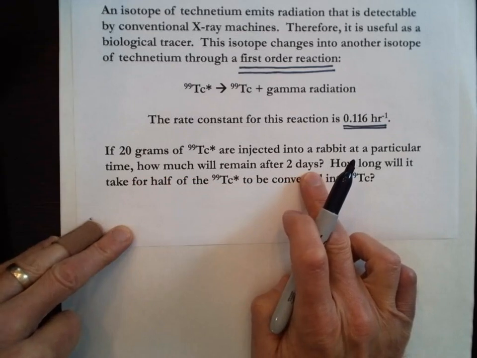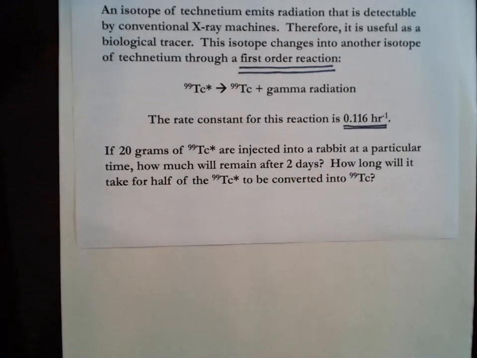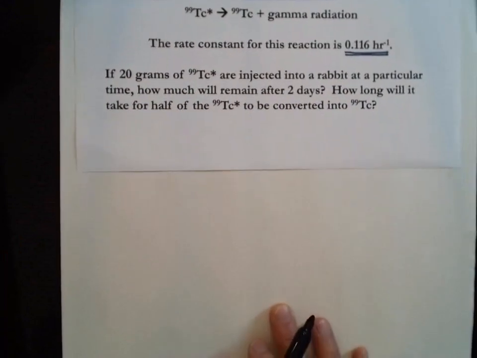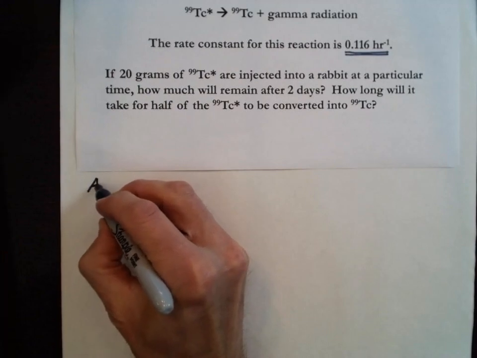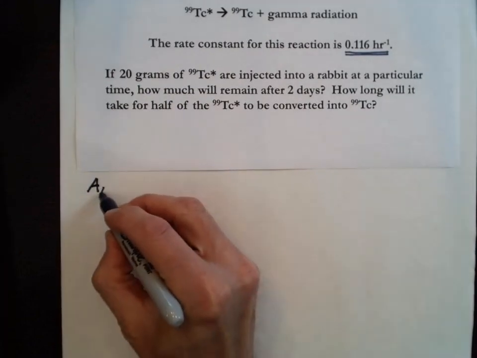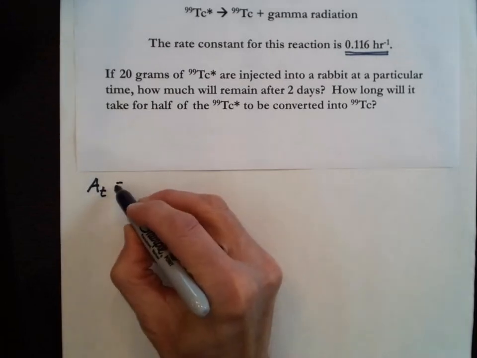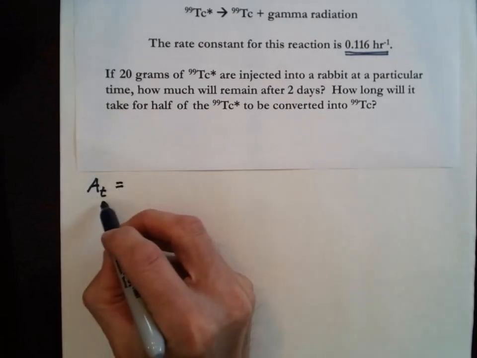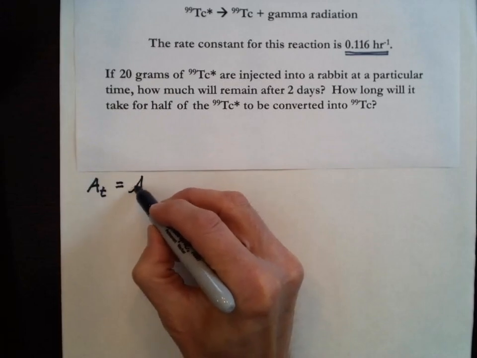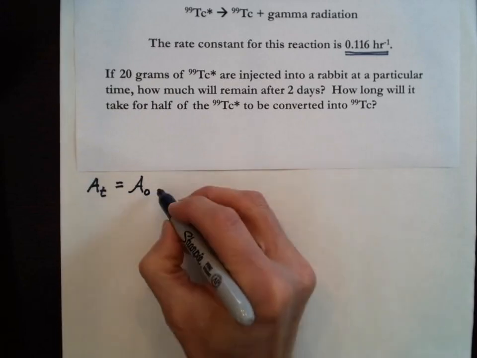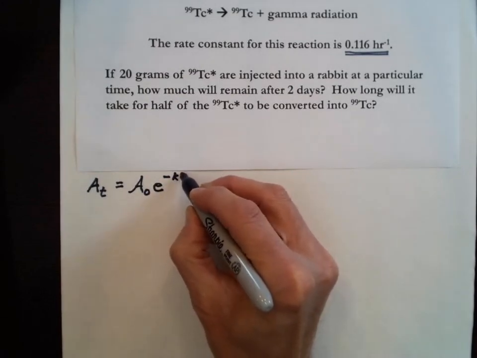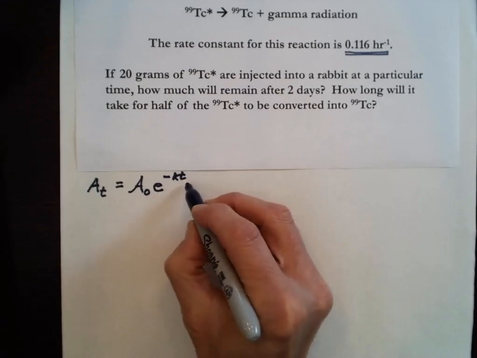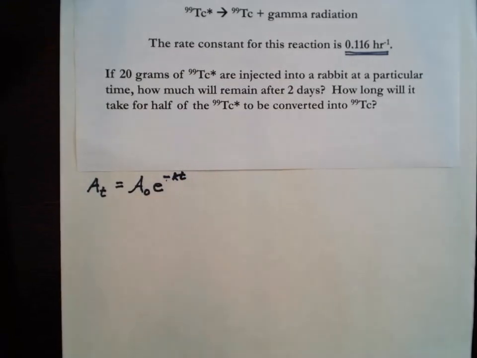2 days? So the equation we want to use for a first order process that discusses the amount of material left at time t is the following. The amount of the material left at time t is going to be the amount present initially times e raised to the power of the product of the rate constant times time. Of course, we're going to take the negative of that. And we have all this information.